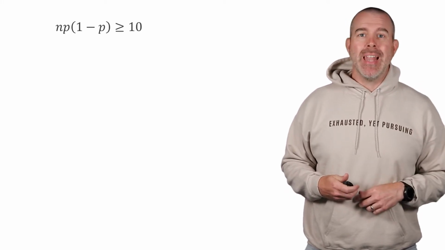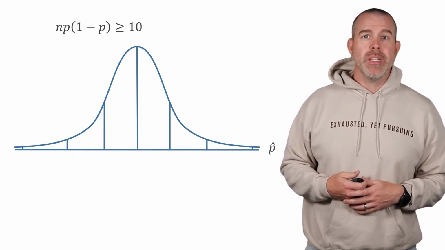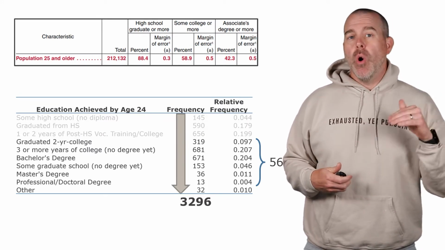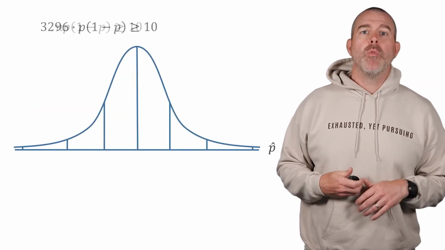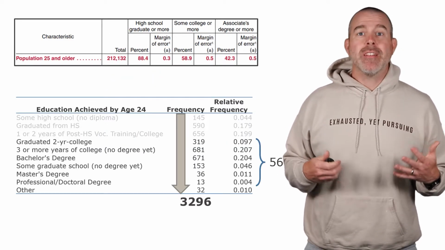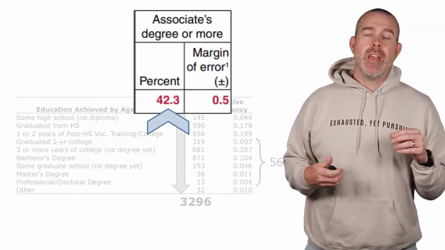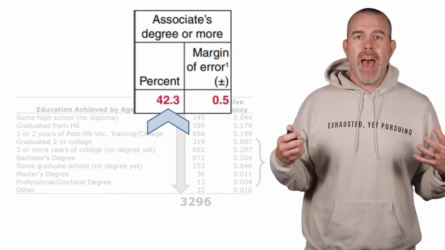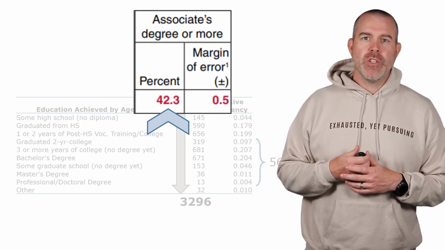So you recall, if we have n times p times (1 minus p), and that's at least 10, then our sample proportions should be approximately normally distributed. So let's look at the numbers that we have. The total in our sample is 3,296. That's our n. We'll plug that in. And then the p, that's the population proportion, that's going to be the 42.3%. That's the proportion of all American adults who have an associate's degree or higher, 42.3%.